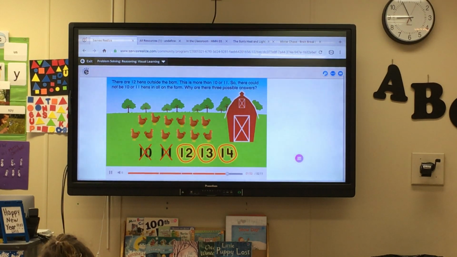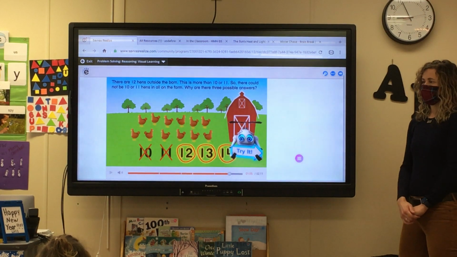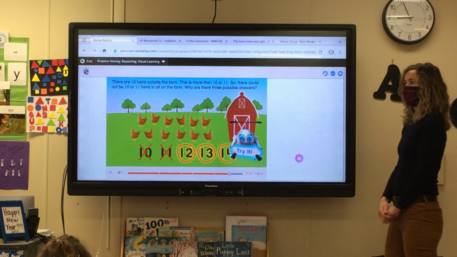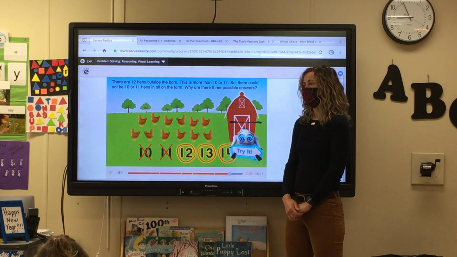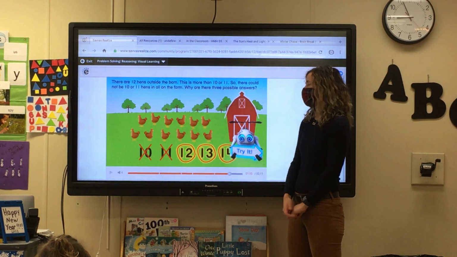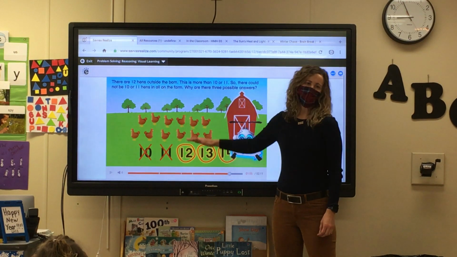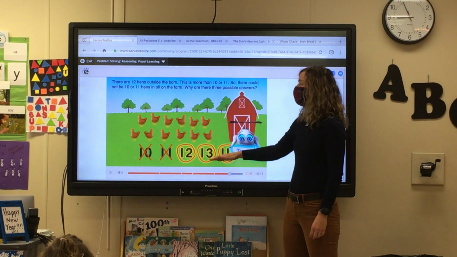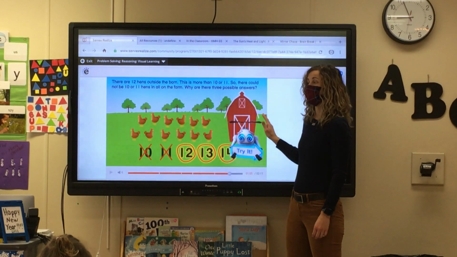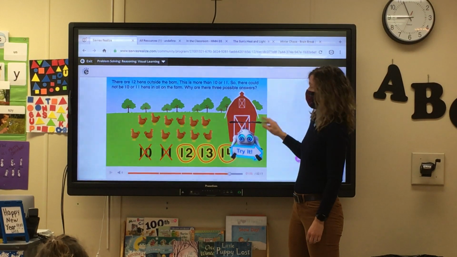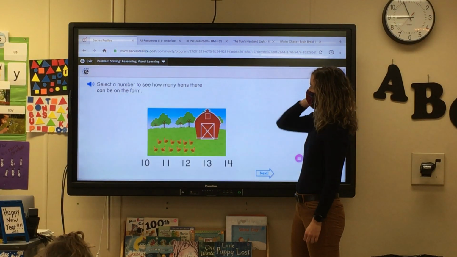Why are there 3 possible answers? So why is there 3 possible answers here? Well, because the numbers are going up, right? The numbers are going up, okay? So we already know that there's 12, all right? So it could be 13 because we don't know how many are in the barn yet. It could be 14 because, again, there could be 2 more inside the barn.